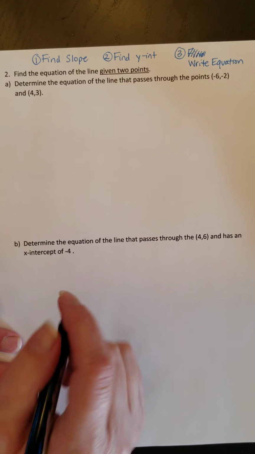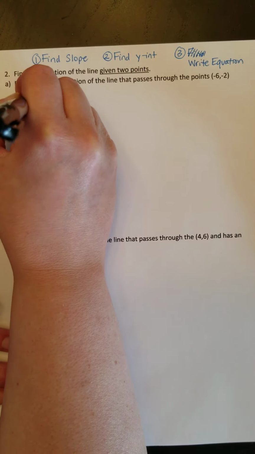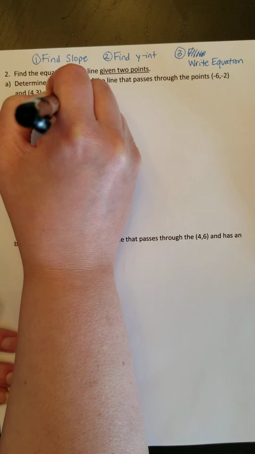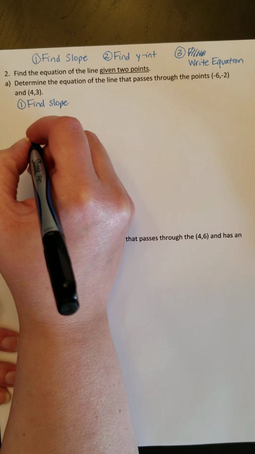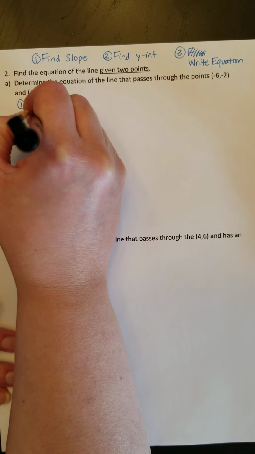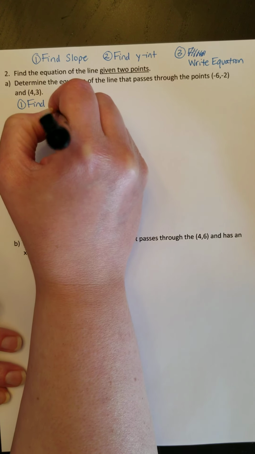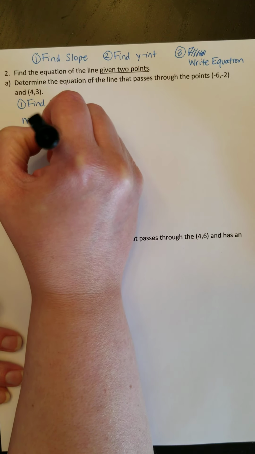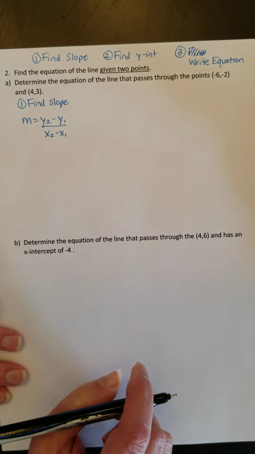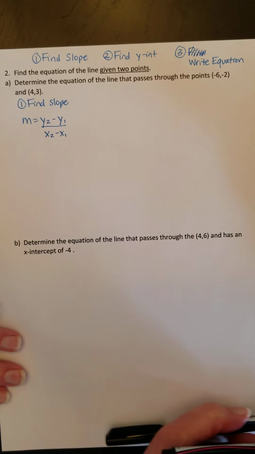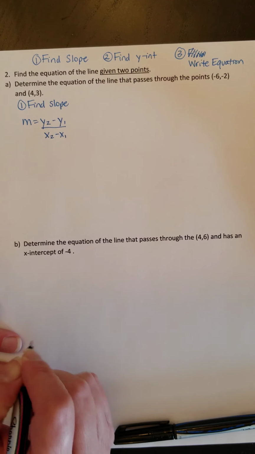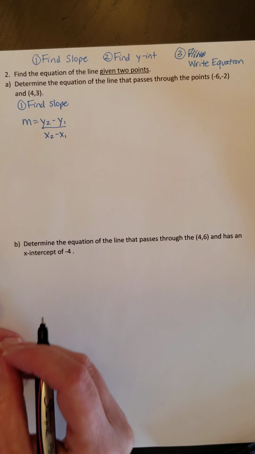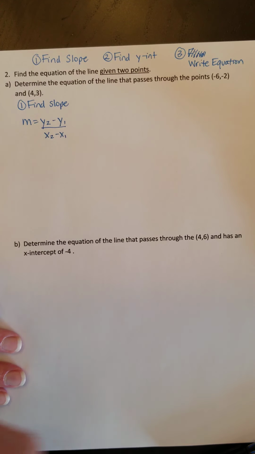So our first step is to find the slope. So we're going to find the slope here. We're going to use the slope formula. So remember from the previous lesson, m equals y2 minus y1 over x2 minus x1. And that's a representation of our rise over run. I find it helpful for most people to label these x1, y1, x2, y2 on the actual paper where you're doing your question.